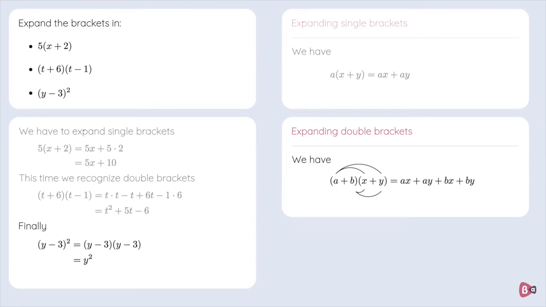So first we have y times y, which is y squared. Then we have y times minus 3, which is minus 3y. Then we have minus 3 times y, which is also minus 3y. And finally we have minus 3 times minus 3, which is 9. Let's simplify this to get y squared minus 6y plus 9.